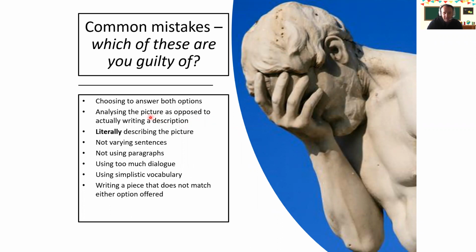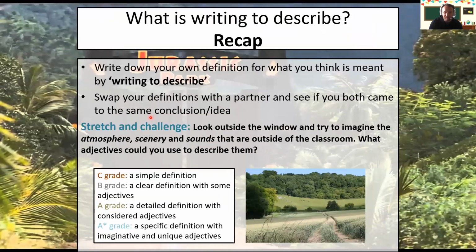But if you get the picture and you're literally just saying what you see, I'll go back a slide to give you an example of that. So you would just say, I see green trees. I see sheep walking up a field. That is not what this is asking you to do. You're getting the wrong end of the stick there. The picture is to inspire your own narrative description.